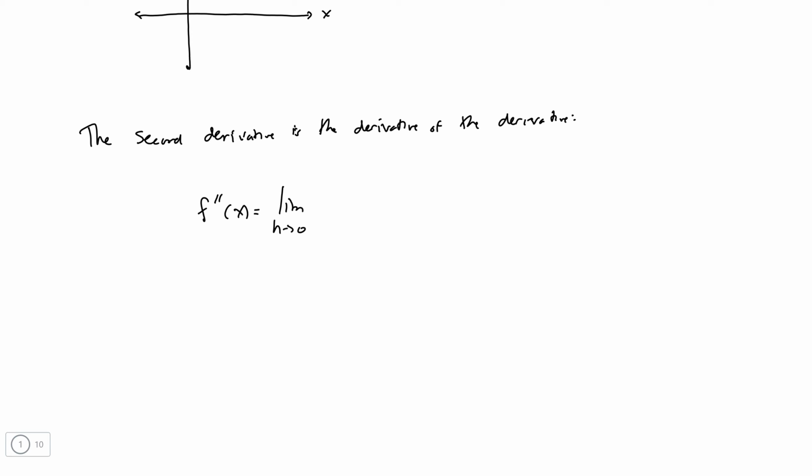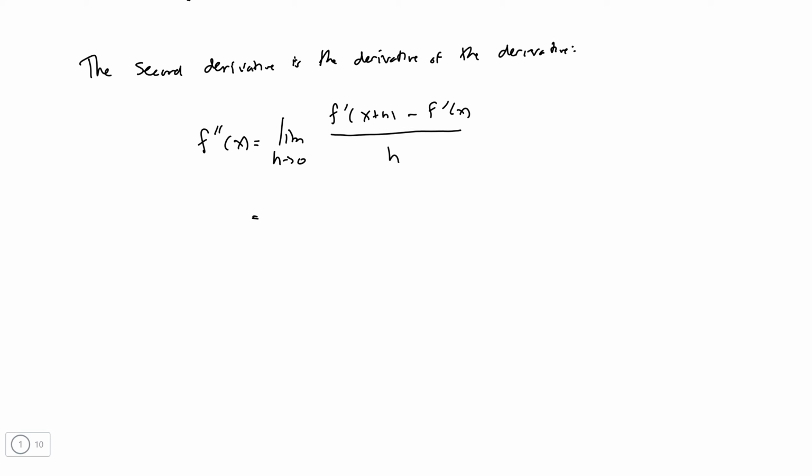It's going to look the same as when we first started, but since we're taking the derivative of the derivative, we want to use the derivative function here rather than the original function. Notice we have the derivative function there. So we're taking the derivative of the derivative, and we might also write this in this notation as well. Let's go ahead and calculate an example of this.